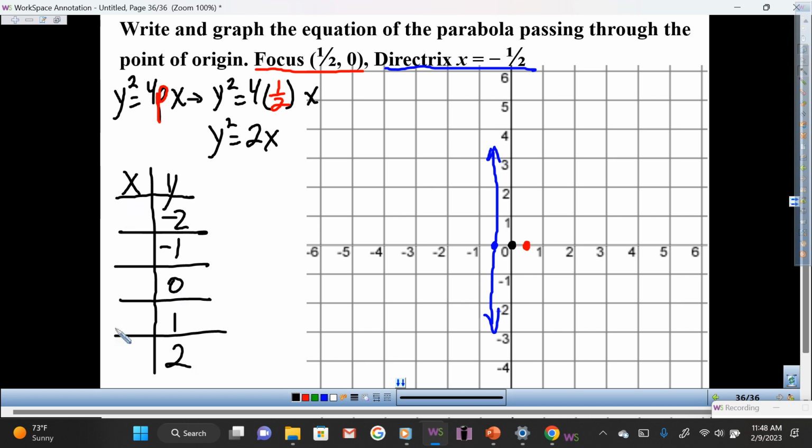Tell your neighbor what you got for your x values, so we can call on Frida to get us started on the x values for that. All right, Frida, what'd you get? 2, 1/2. Looks about right. So let's see. 2, -2. 1/2, -1. 0, 0. 1/2, 1, and 2, 2. Hands, if you got something like that.